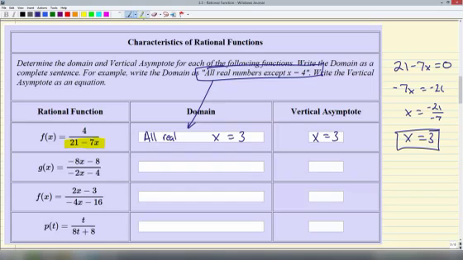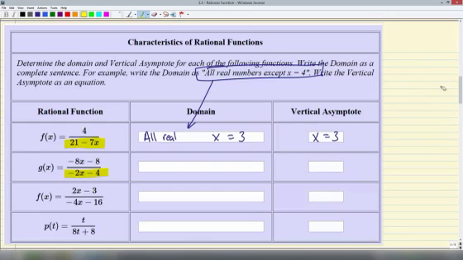All right, what about g of x? We do the same thing. So we don't have to graph this one. We can just say, where's the vertical asymptote? And so it'd be negative 2x minus 4 equals 0. Negative 2x equals 4. X equals negative 2.